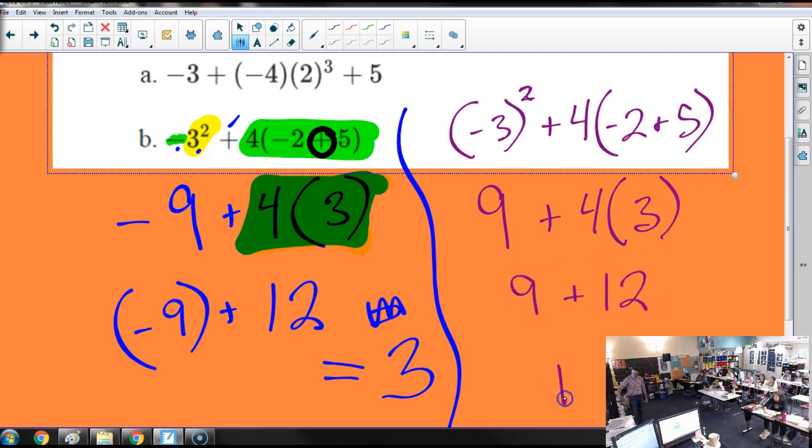But now this is going to be, sorry, not 17. My brain is a little broken this morning. What's 9 plus 12? 21, not 3. So that's how different your answer will be if you put the negative in parentheses first. And that comes down to order of operations. Does that make sense?